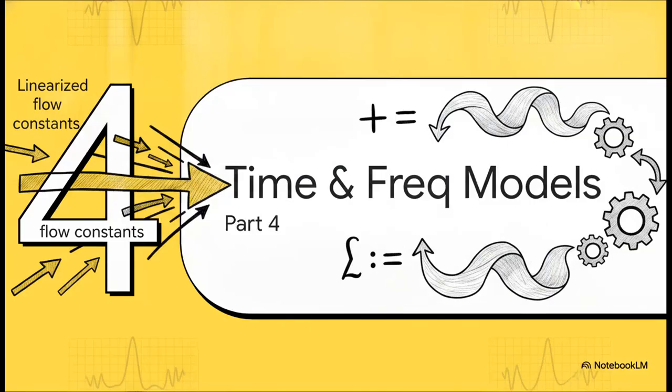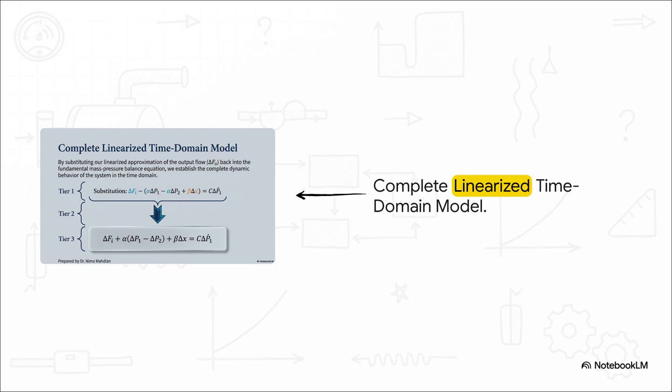Okay, moving to Section 4, Time and Frequency Domain Models. Let's put it all together. Let's deliberately walk through this three-tier substitution to see exactly how the full time domain behavior is established. In Tier 1, we start with our original mass balance equation.